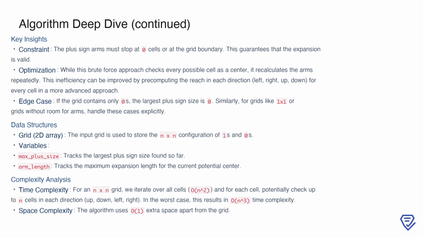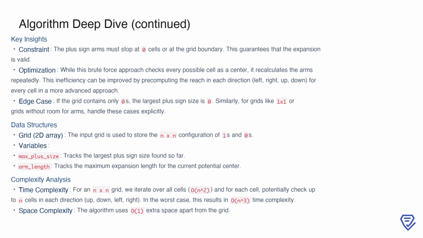For example, if the grid is filled entirely with 0s, the largest plus sign size is 0, as no plus signs can form. Similarly, very small grids like 1x1 or grids that lack space for arms require explicit handling. In terms of data structures, the algorithm primarily uses the input grid and a few variables, such as max_plus_size to store the largest size found and arm_length to track the current expansion.